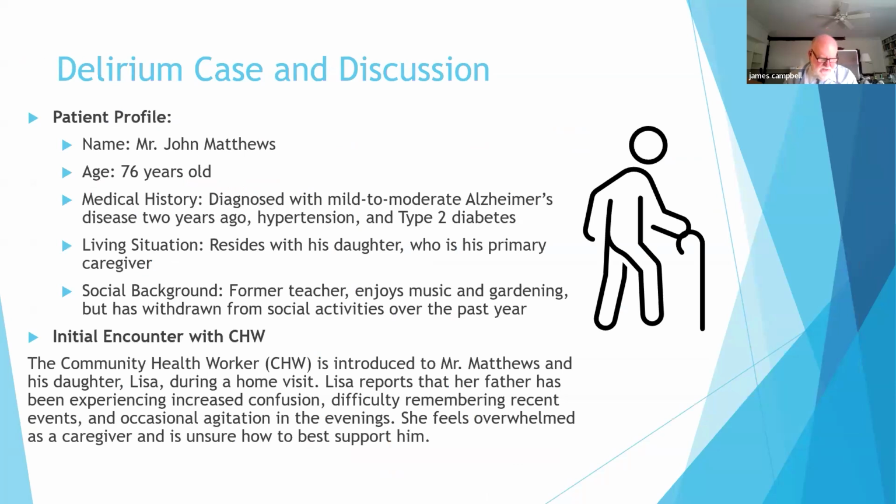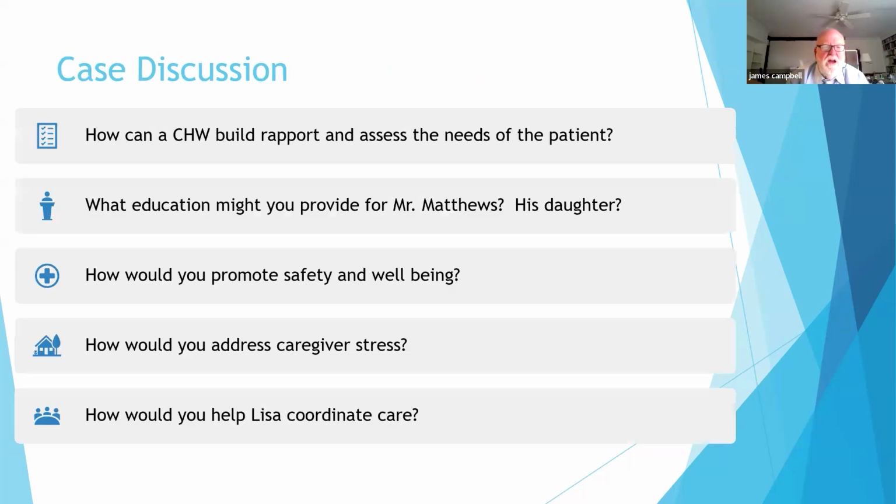Which brings us to our case, and we're doing well. We have about 15 minutes to discuss the case and then 5 minutes to do our wrap up. So Mr. Matthews, 76, mild to moderate Alzheimer's, 2 years ago, hypertension, diabetes, resides with his daughter. Former teacher, enjoys music and gardening, but is withdrawn from social activities, who becomes acutely more confused over the last 2 to 4 weeks. Lisa reports that he's got increased confusion, difficulty remembering recent events, agitation in the evening, feels overwhelmed as a caregiver and not sure how to best support him.